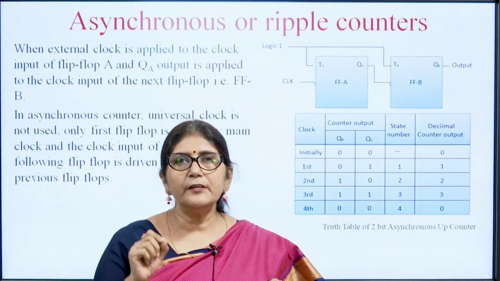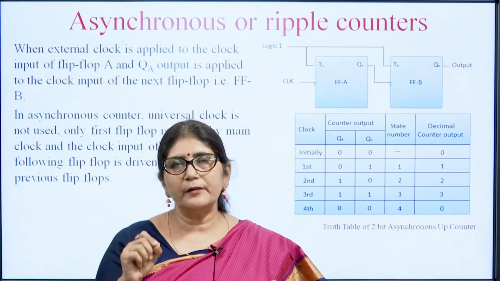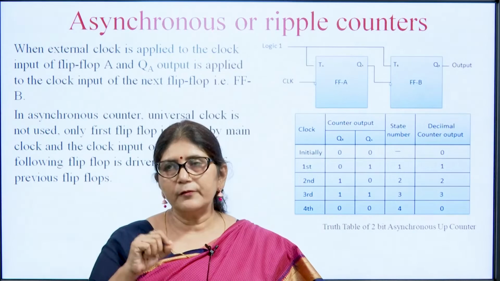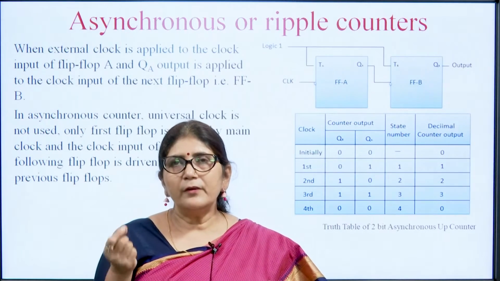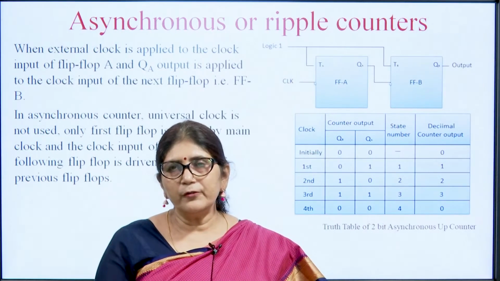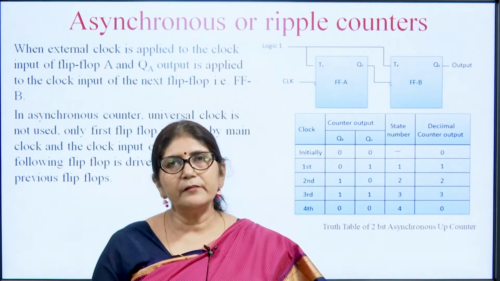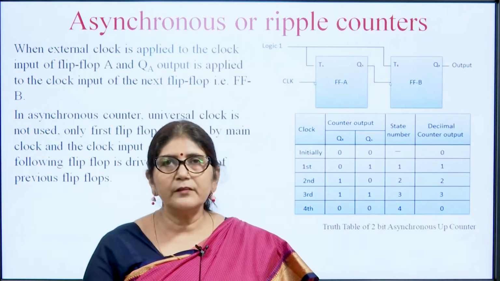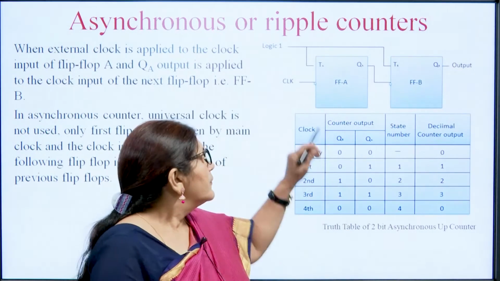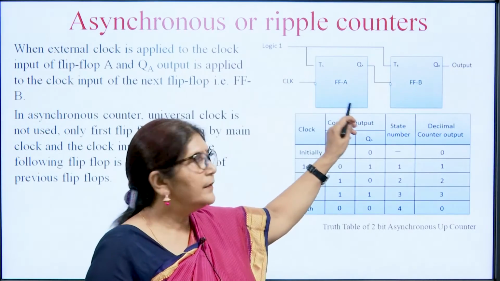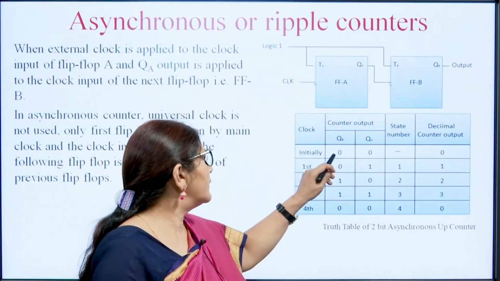It means that when it stores 0, when the clock appears it will toggle. If it stores 0, then when the clock pulse appears it will produce 1, and otherwise the reciprocal of that.